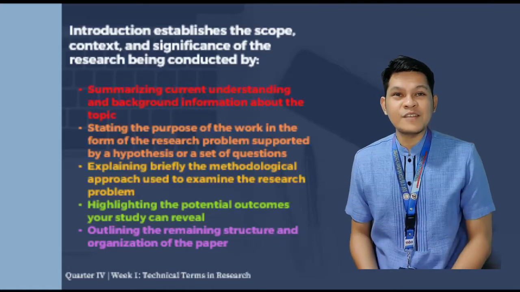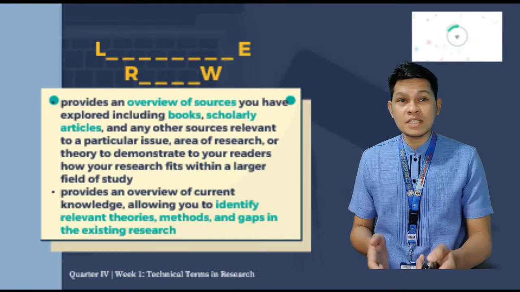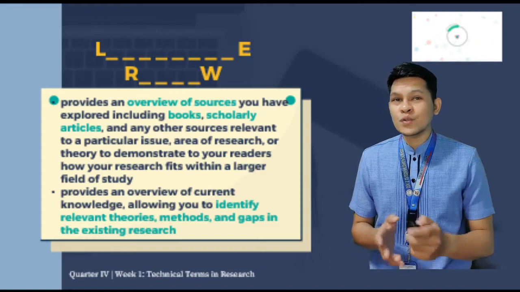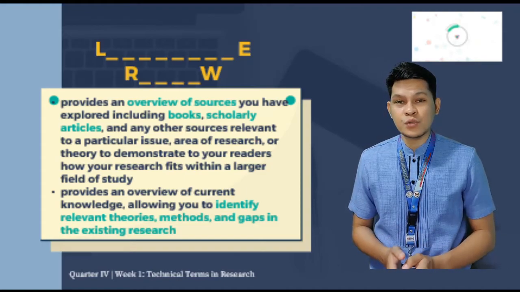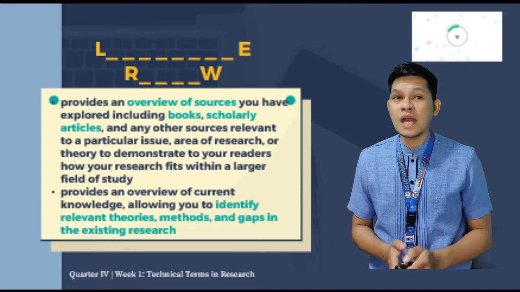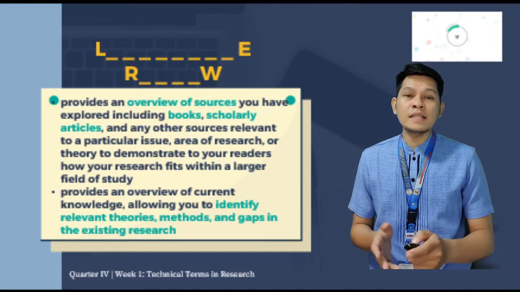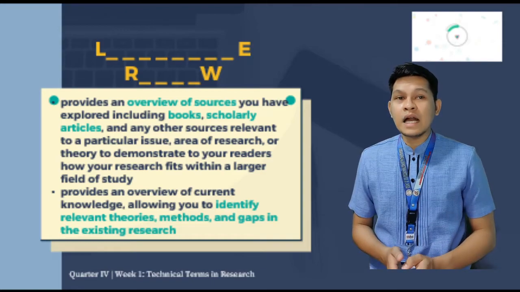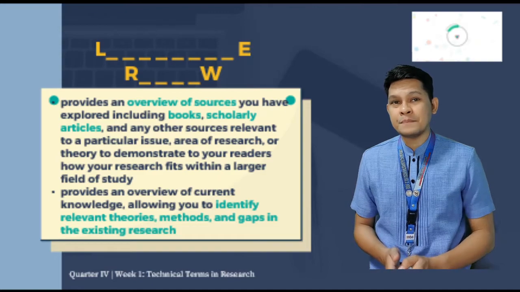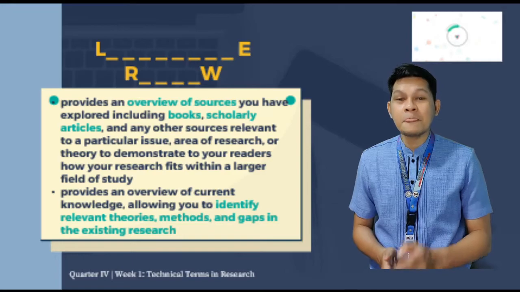Let's proceed with the next term. It provides an overview of sources you have explored, including books, scholarly articles, and any other sources relevant to a particular issue, area of research, or theory that demonstrate to your readers how your research fits within a larger field of study. It provides an overview of current knowledge, allowing you to identify relevant theories, methods, and gaps in the existing research. 5 seconds to key in your answer.